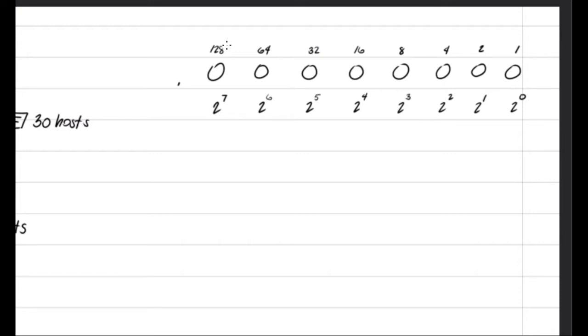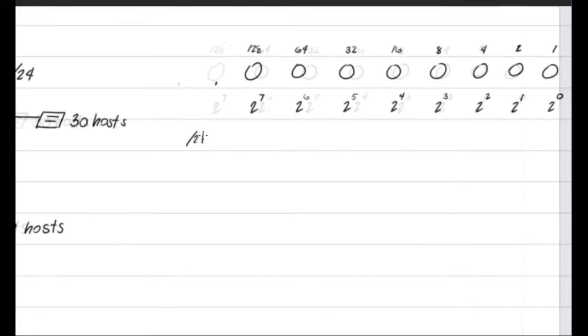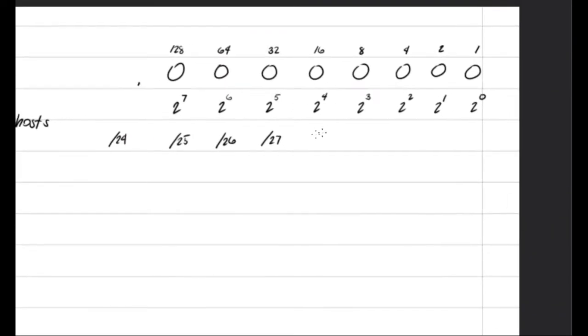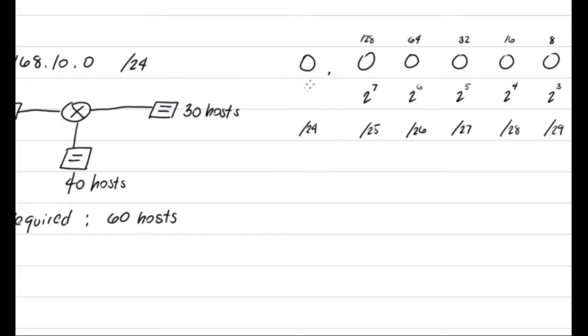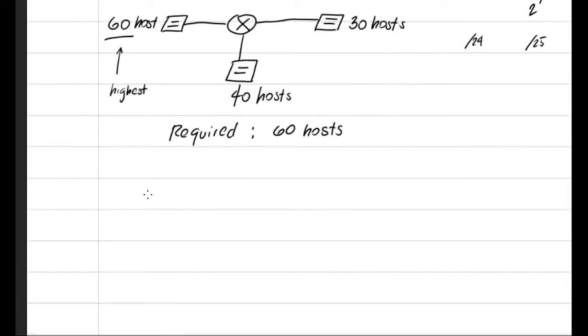So the next one, we will write down our prefix, based on the placement of the octet. So this is /25, /26, /27, /28, /29, and /30. So we are only up to /30. All of the hosts will be subtracted by 2.